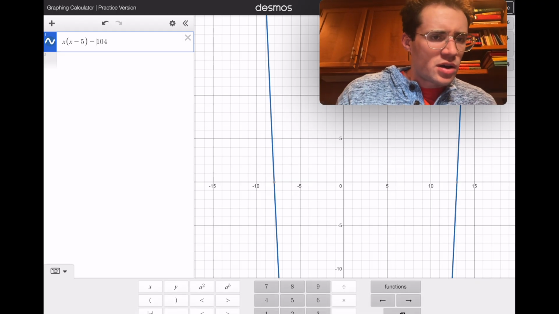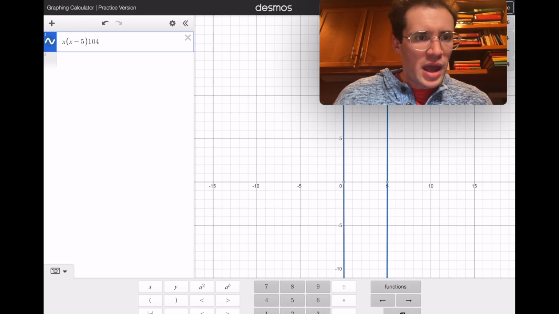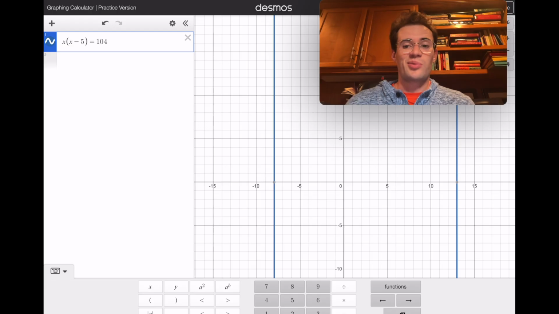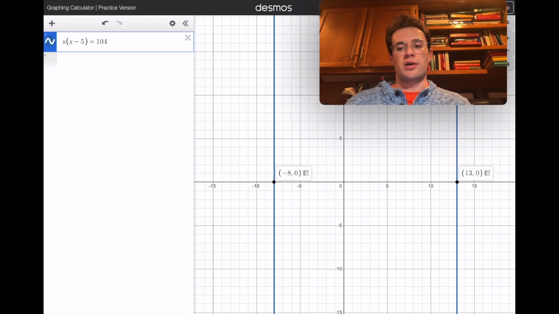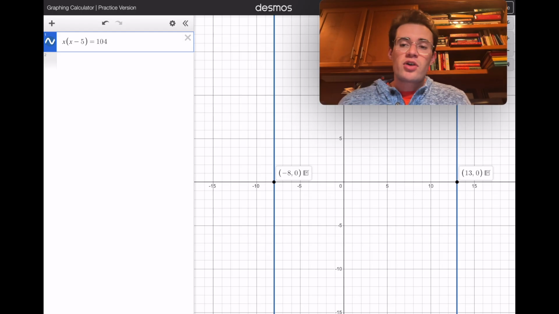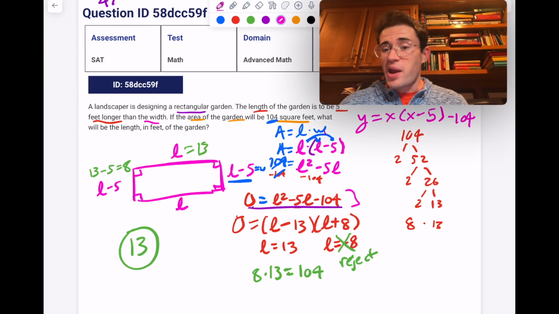I guess we could even go like this. You could set it so x times the quantity x minus 5 is equal to 104. So without subtracting the 104 from both sides, and then you just get the two answers, 13 and negative 8. So any of those three would work. You could do that right from the get-go. I tend to like to do it algebraically if it's doable in a short amount of time, and then you can use Desmos to check. But whatever you prefer, both systems will get you the right answer and hopefully give you a lot of confidence that you got it right.